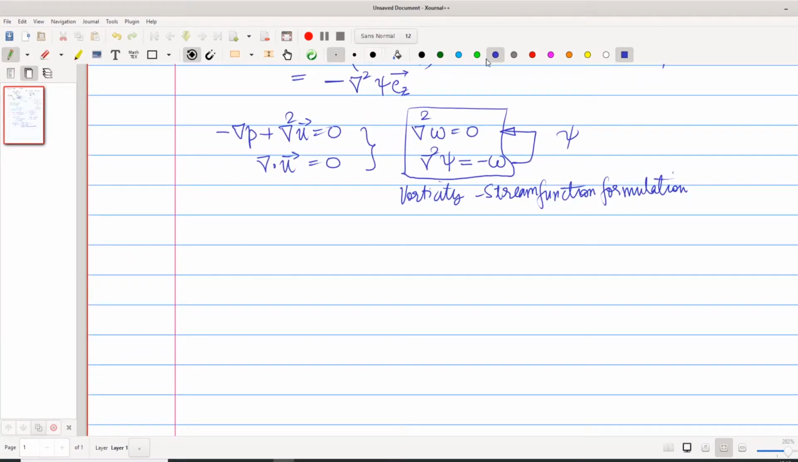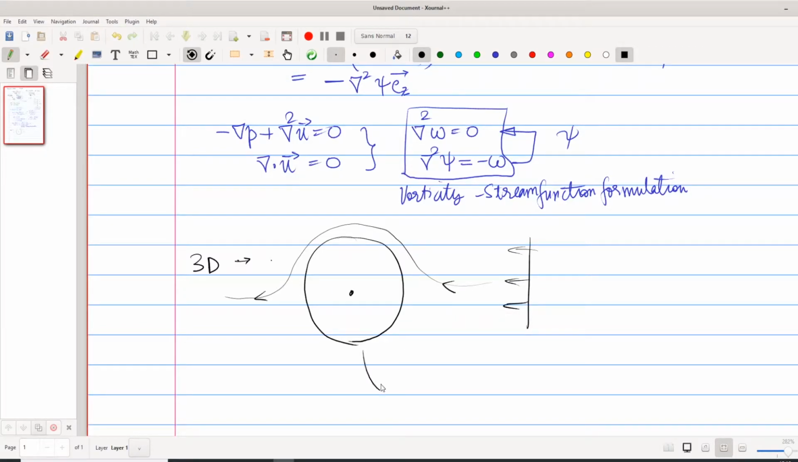What will happen if instead of a planar 2-dimensional flow, we have a 3D 2-dimensional flow? By 3D 2-dimensional flow, I mean a 3D flow which depends only on 2 independent variables. So consider a flow past a sphere. If there is a uniform velocity field over here, then the flow past this sphere will be axisymmetric.